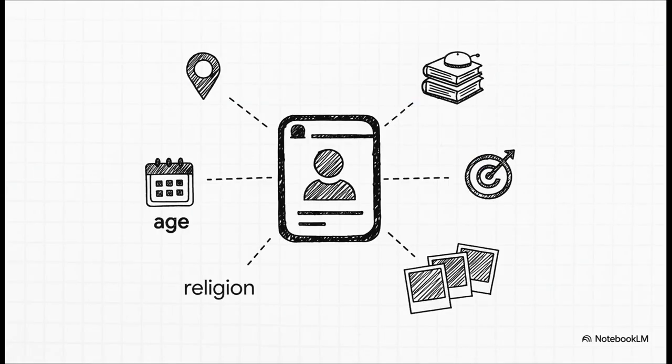So what exactly goes into this digital passport? Well, you've got the basics, of course, age, gender, location, but then it gets into the really important stuff, the partner preferences, things like religion and education level. And of course, you've got the photos that really bring that profile to life.